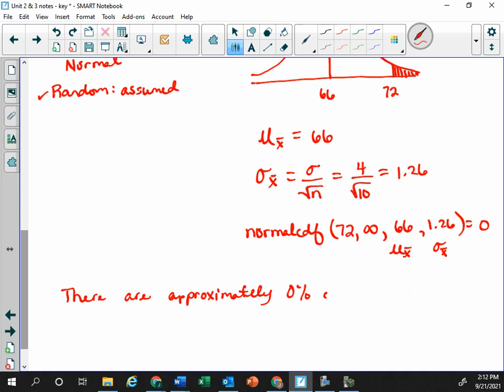0% of samples with n equal to 10 that have an x bar over 6 feet. Or you could say that have an average over 6 feet.